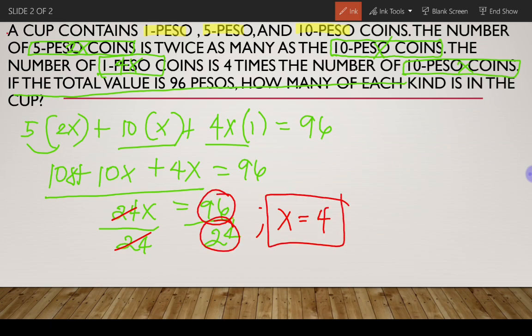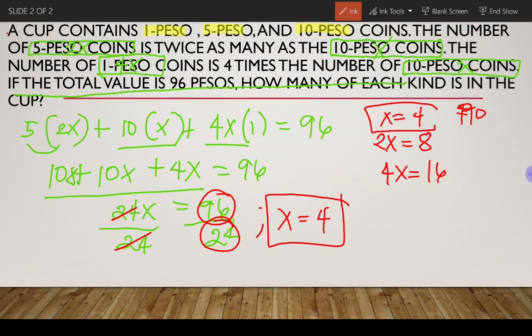So ibig sabihin nun, kung x natin is equal to 4, and then yung 2x natin ay equal sa dalawang x will be 8. And then we have 4x that is equal to 16. So, ibig sabihin, yung 10 peso coins natin ay 4 pieces. And then, yung 5 peso coins natin ay 8 pieces. And then, yung 1 peso coins natin ay 16 pieces.